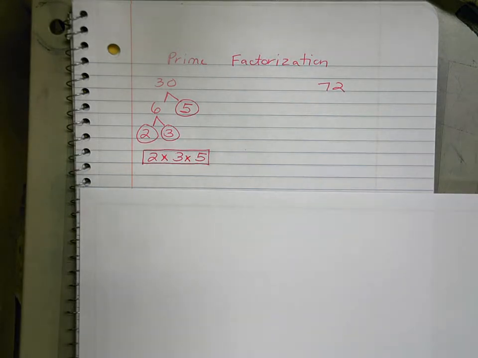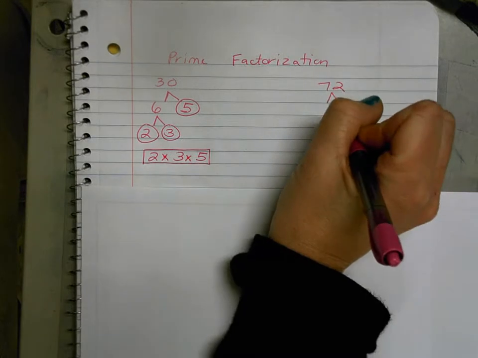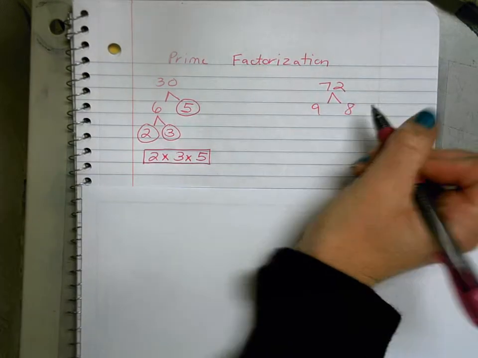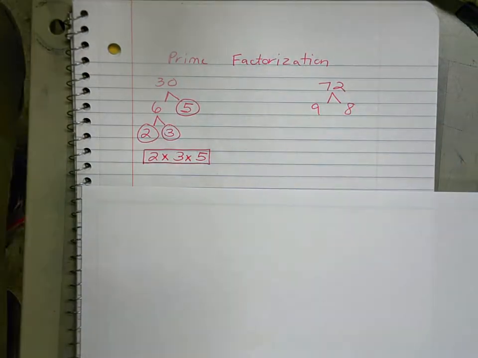And now for 72. Again, where you start, sometimes you're going to have several avenues, and they're all correct as long as you keep breaking them down into their prime factors eventually. So we could do 9 times 8. We could do 36 times 2. A couple of different choices you have here. Again, I'm going to choose to do 9 times 8 because I think for many students that's going to be the factors that you're most familiar with.